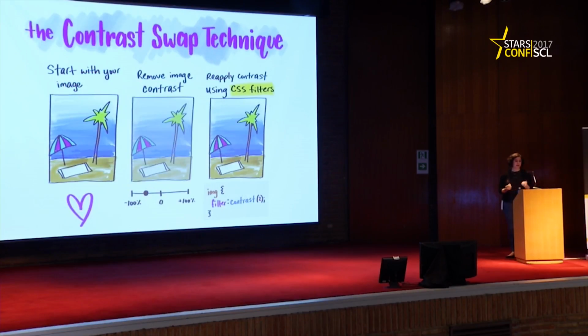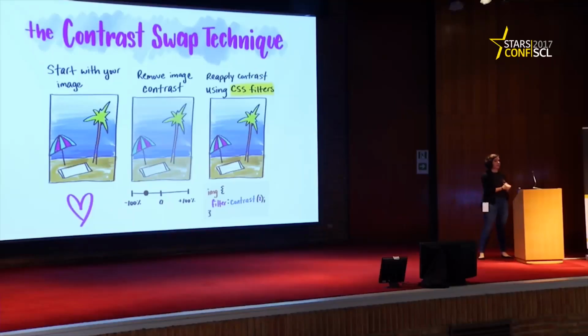A last example of how illustration kind of works as blog posts is this illustration for something I'm currently writing on image optimization. And this is a technique that involves reducing image contrast to reduce the size of your image, and then reapplying that contrast in CSS using CSS filters in the browser. So you save like 30% of your image by doing this technique.